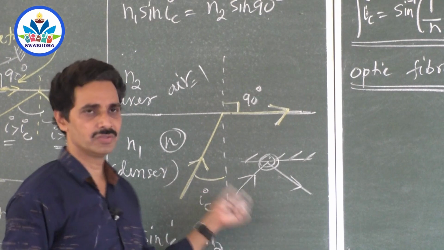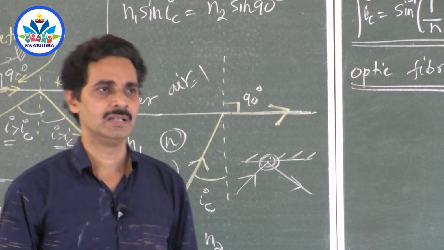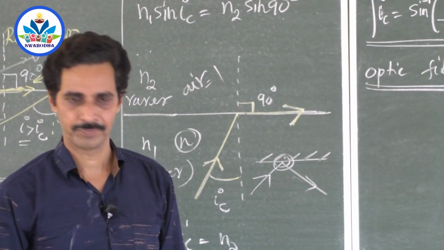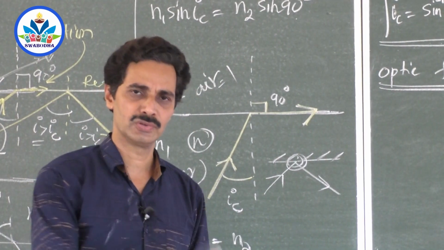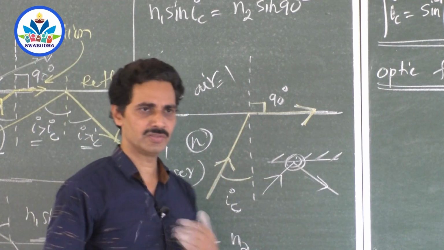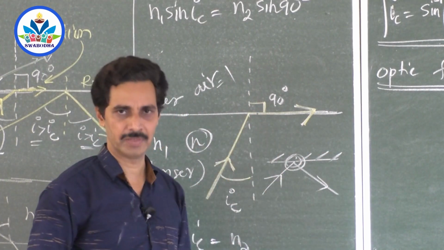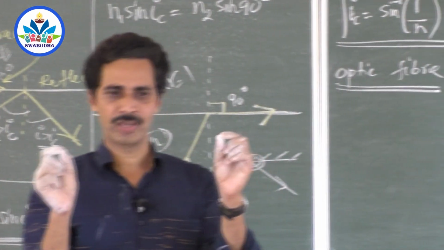So why can't you use this type of reflection, where almost all the light is reflected back, to send signals? What type of signals? You convert electrical signals into optical signals. Why can't you send them? That is made use of in optic fibers. So an optic fiber contains some cables. What type of cable? Solid cables.